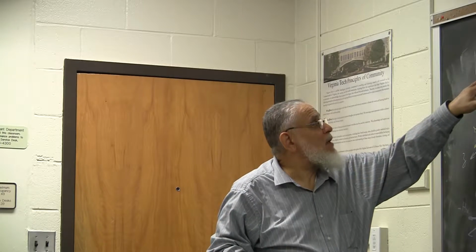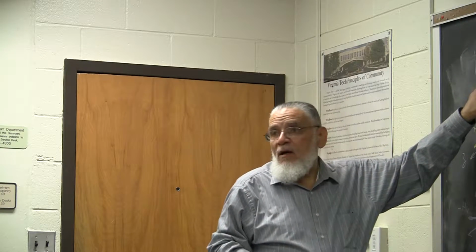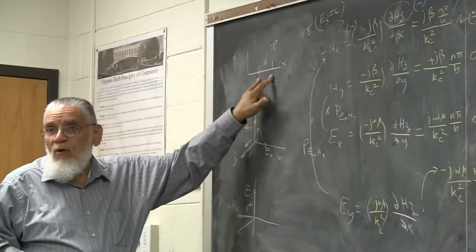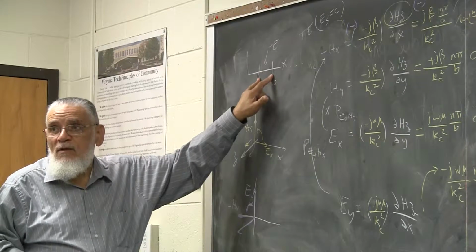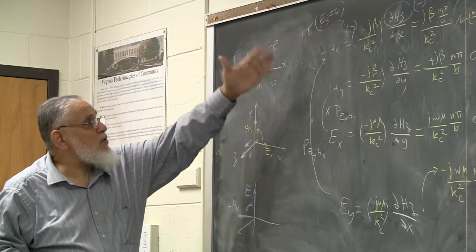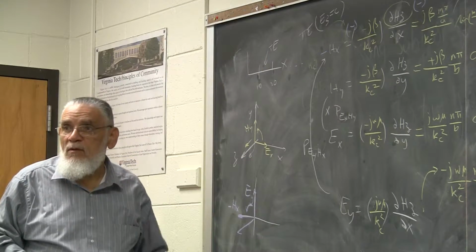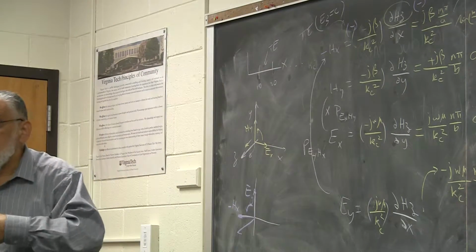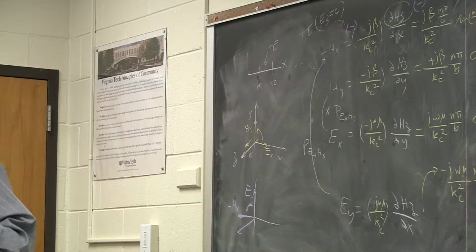So, like I usually say, when we crawl, we don't want to run, right? We just do the simple things. So, this is your TE solution. TM solutions, superimpose, you get the hybrid solutions. For circular guides, it turns out that the TM modes are the ones that produce the dominant behavior, and they are the ones that we need, and we'll see that as well.